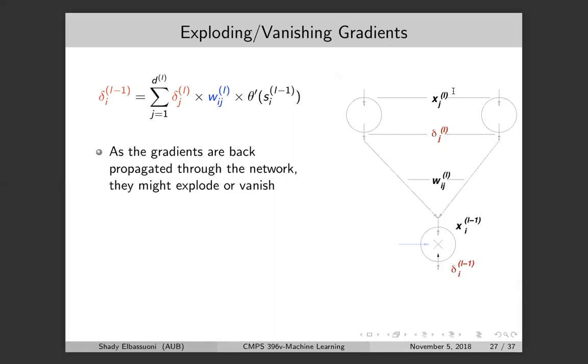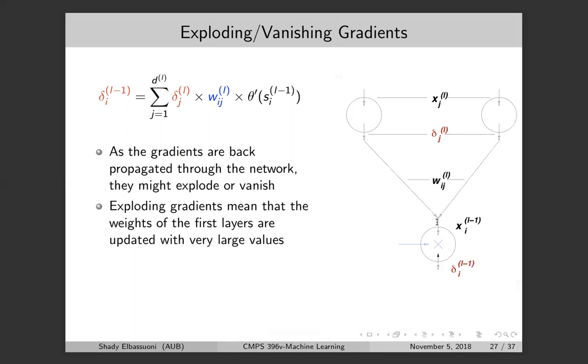What do I mean, right? I have a gradient here at this layer, so delta j of l. For every neuron, there is a delta j. Now, these get multiplied by the weight and theta dash of the signal, the derivative of the signal, and summed over all the edges that the neuron feeds on. Okay, so that causes things to either explode or vanish.